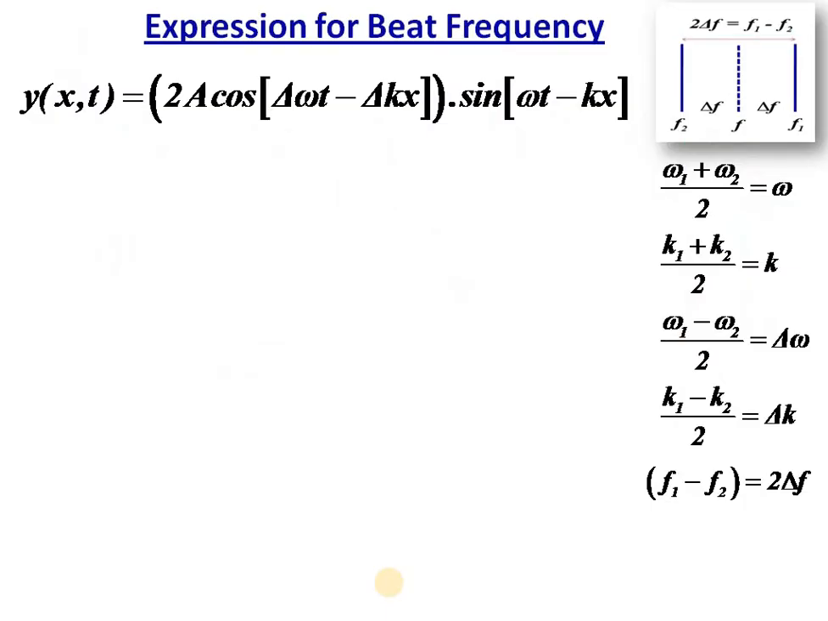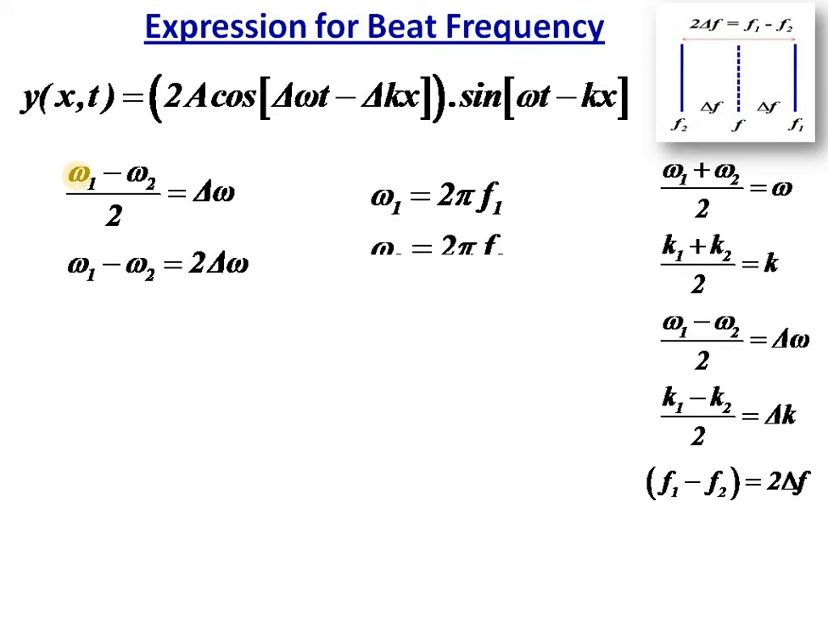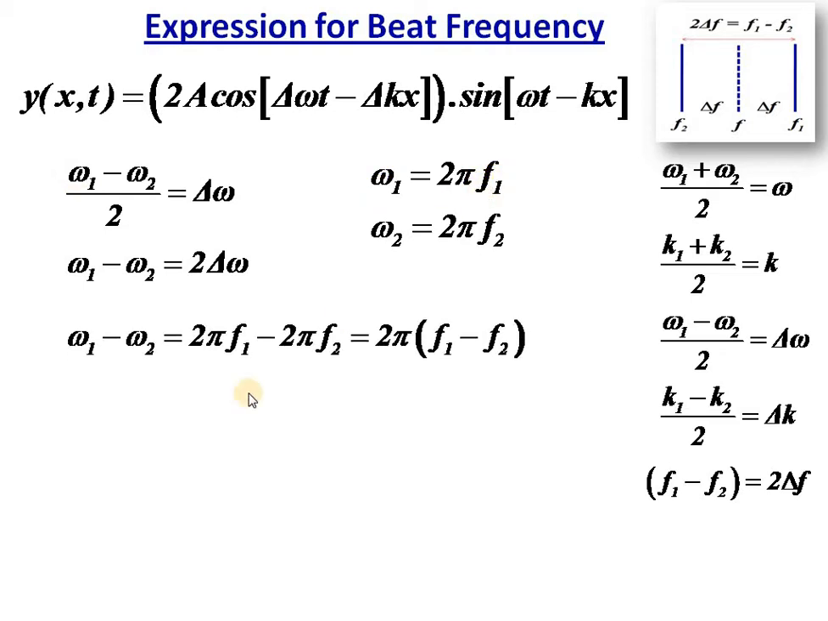So again, we have already introduced the concept of beat frequency. How will we get the beat frequency? You already know (omega 1 minus omega 2) by 2 is delta omega. So omega 1 minus omega 2 we can write as 2 delta omega. And omega 1 is 2 pi f1, and omega 2 is 2 pi f2. So omega 1 minus omega 2 you can write as 2 pi f1 minus 2 pi f2, that is 2 pi (f1 minus f2). And f1 minus f2 is equal to 2 delta f. From the figure it is here, 2 delta f.